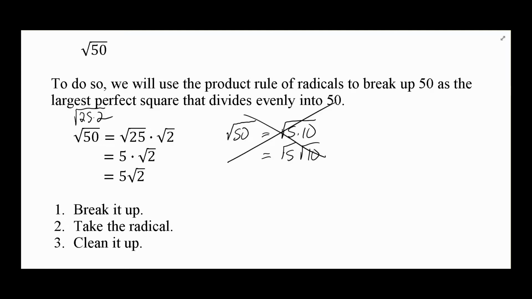So you'll see we have 3 steps written down here. And these 3 steps are written out in a simple way so you can remember them. We're going to get into the specifics of them as we move through different examples in this little introduction. But as far as memorizing the steps for simplifying radicals, I want you to memorize them as: break it up, take the radical, clean it up.